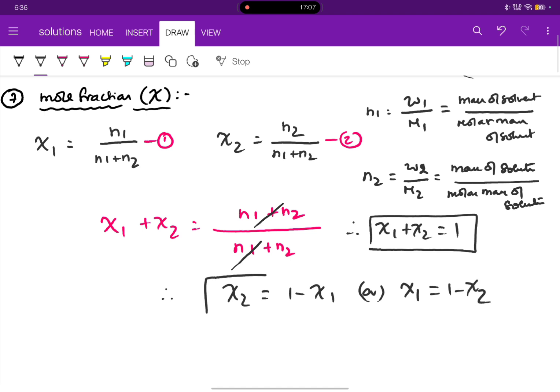Yes. So in simple language, you can easily understand chi 1 and chi 2 are always going to be fractions, not more than 1. The sum can be more than 1. That's why it is called the mole fraction.